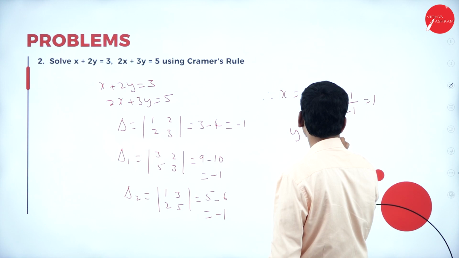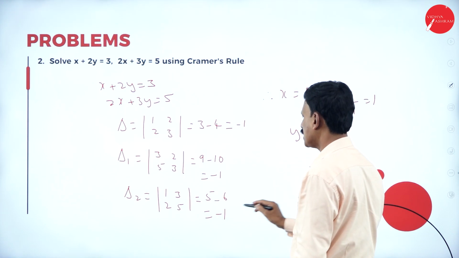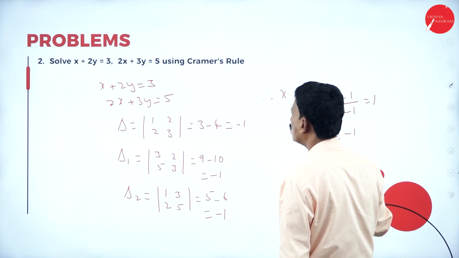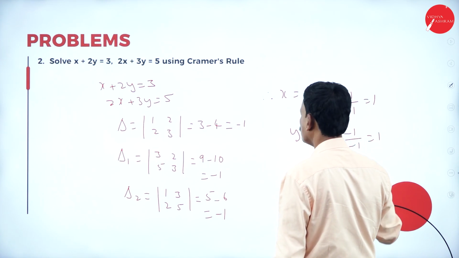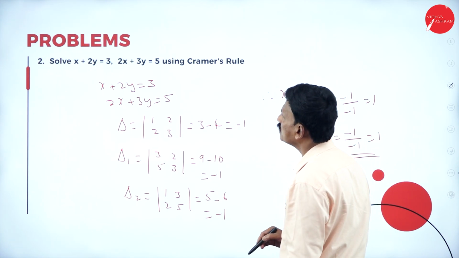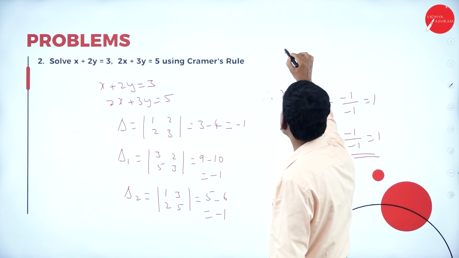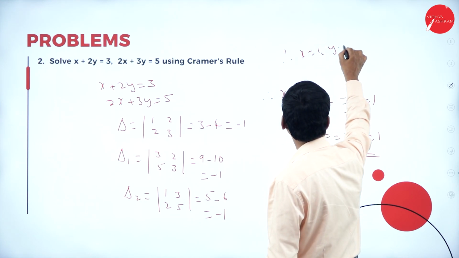Y is equal to delta 2 by delta. What is delta 2? Minus 1 divided by minus 1, that is also equal to plus 1. So x is equal to 1, y is equal to 1. So therefore, x is equal to 1 and y is equal to 1.